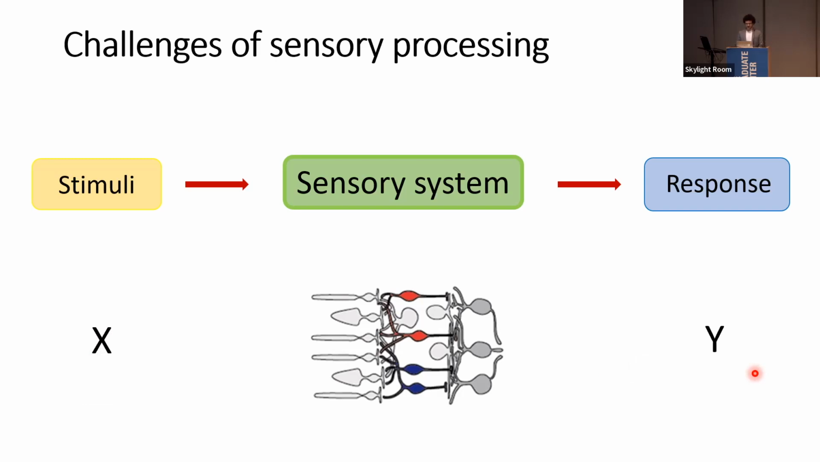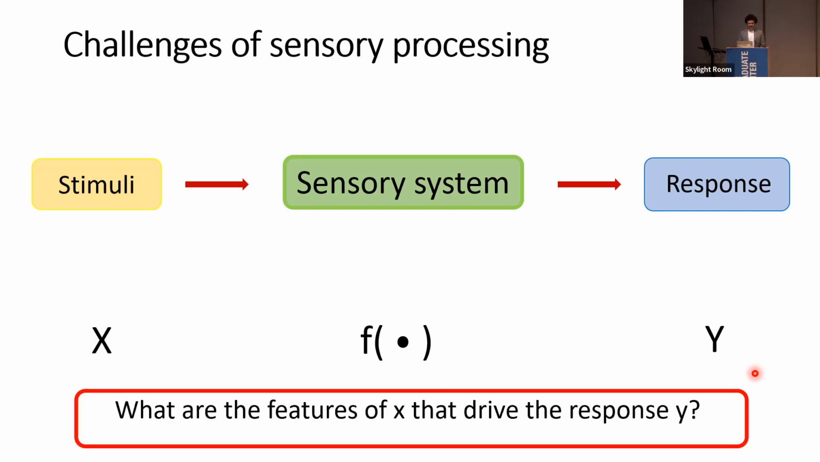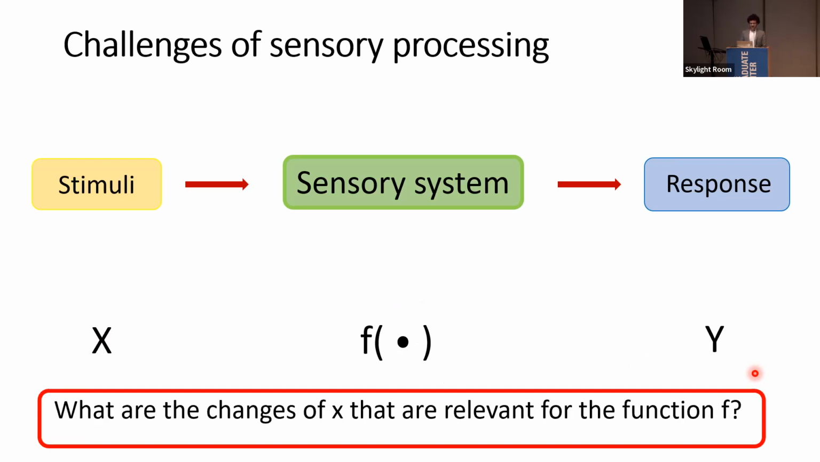And so the sensory system becomes a function F that takes the stimulus X and transforms it into Y. When studying a sensory system, it's crucial to understand what are the features of X that drive the response Y. In other terms, what are the changes of X that are relevant for the function F? Or conversely, what are the changes of X that leave F invariant? This is the big question that we want to address in this talk.